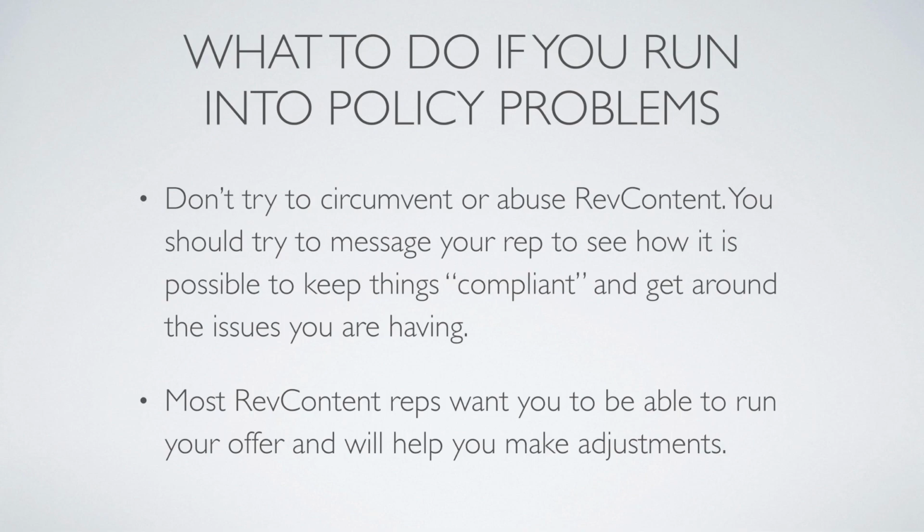For example, one time I had a landing page that had false urgency on the desktop version, but I was trying to run on mobile where it did not have any type of false urgency. And I let them know that, and they went back in and reviewed it and did approve the ad. So in that type of situation, I recommend trying to work with them to get things resolved and let them know that you want to keep it compliant and get their advice so that you can get up and running. And most of the reps there really want you to be able to run your offer. They obviously want you to spend money on traffic, so they're going to probably help you make adjustments.